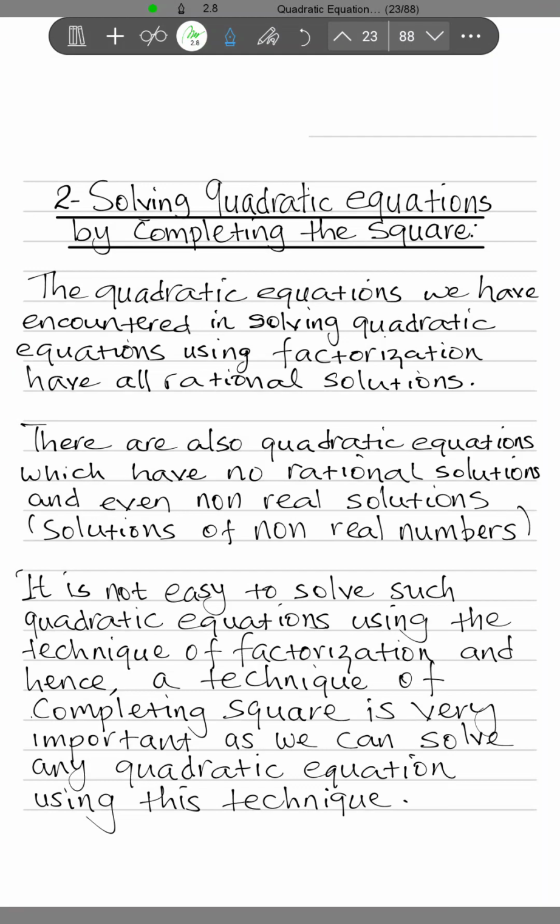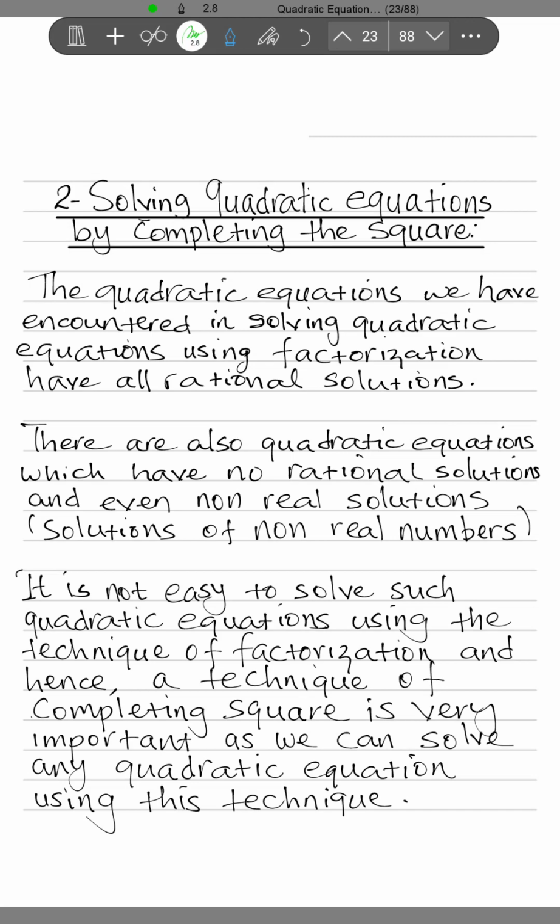These quadratic equations which we have encountered in factorization techniques all have rational solutions. It is easy to get two numbers in which their product is this much and their sum is that much. That's easy. You can analyze two numbers in which their product is a specific value as well as sum. This is called a technical factorization, which we have covered in the previous lesson.